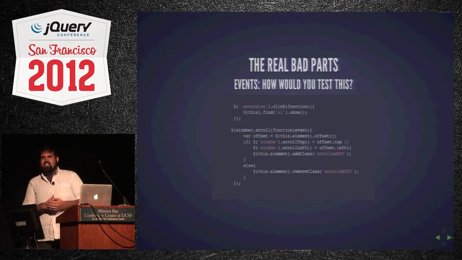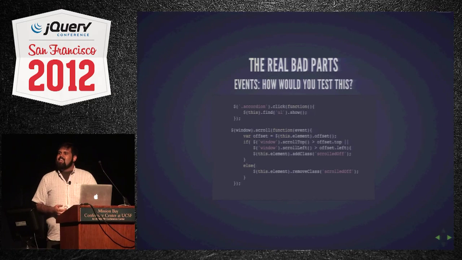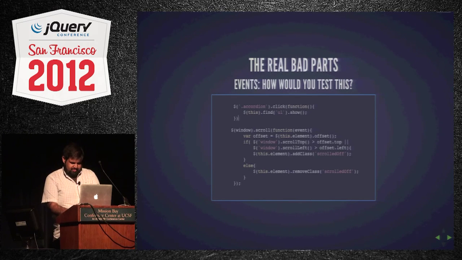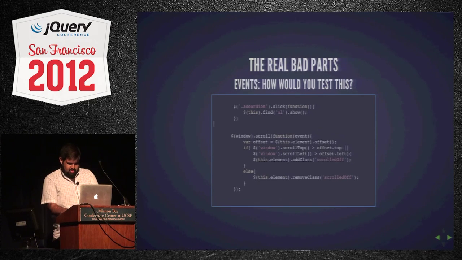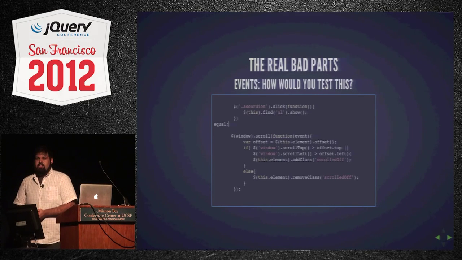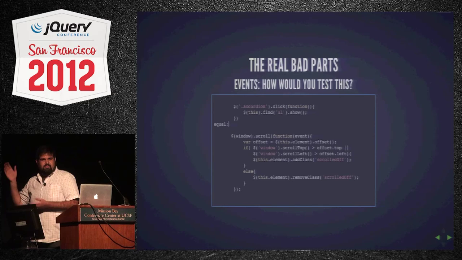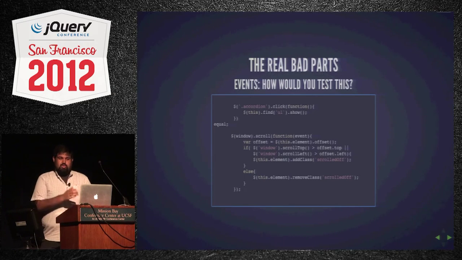And this is something that's really hard to test by itself, because how do you know? You actually have to have an accordion div and ULs, and you don't know how to verify this. For example, if I had an equal here somewhere, I wouldn't actually know what to put there. It's not obvious how to make this code testable. The same is true for the next one.